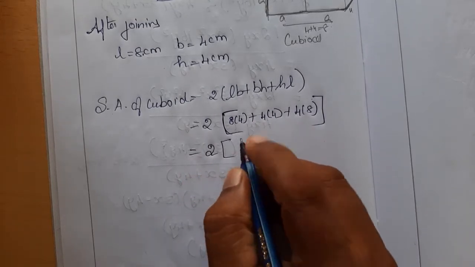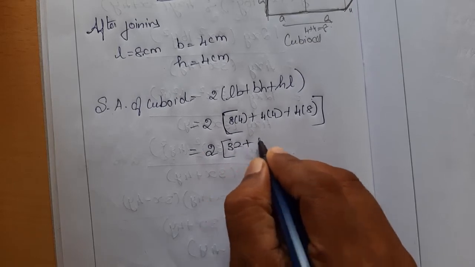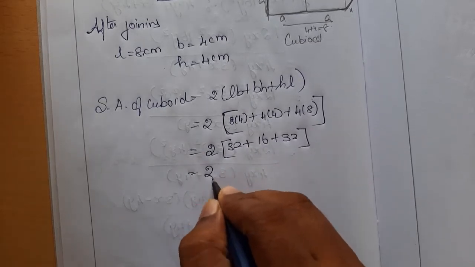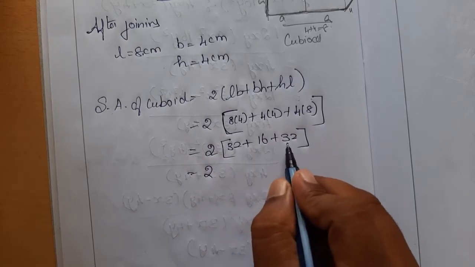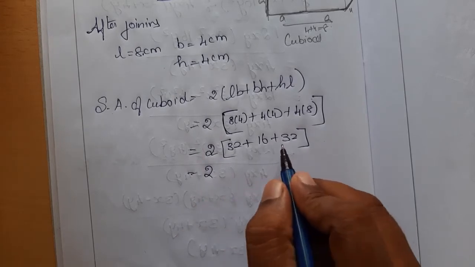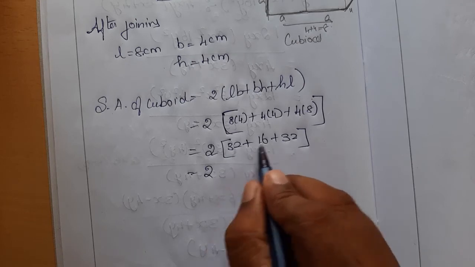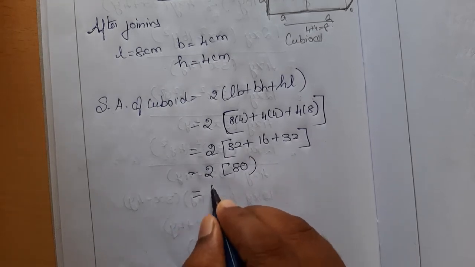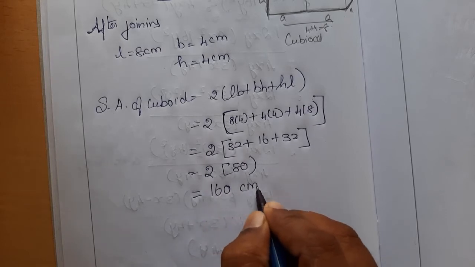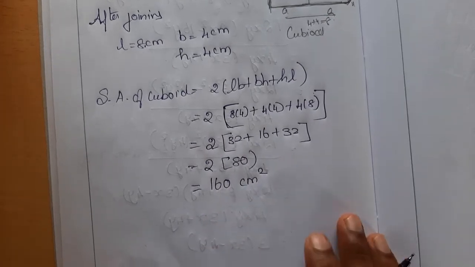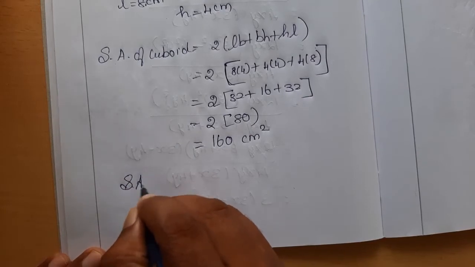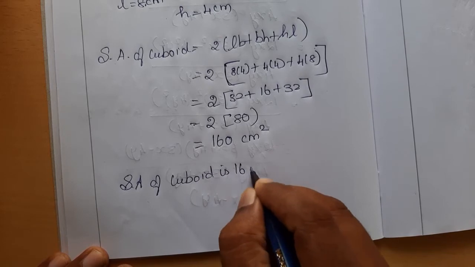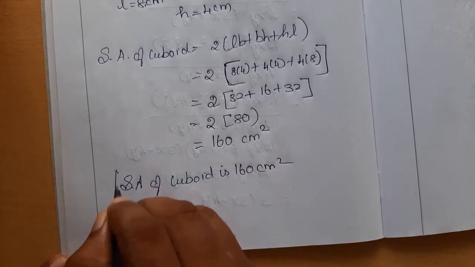Let me just put a big bracket. So here 8 fours are 32, plus 4 fours are 16, plus 32. So 2 into 32 plus 16 plus 32, it will be 80. So 80 into 2 is equal to 160. So the resulting surface area of the cuboid is 160 centimeter square.